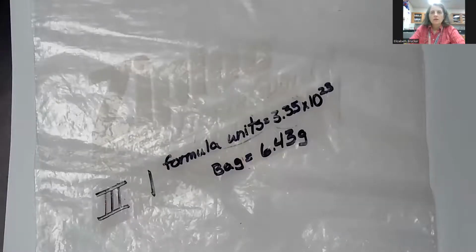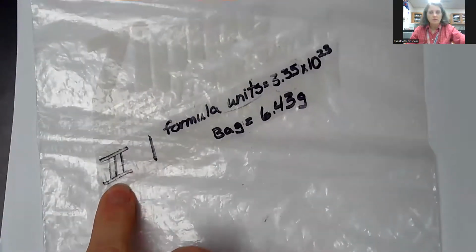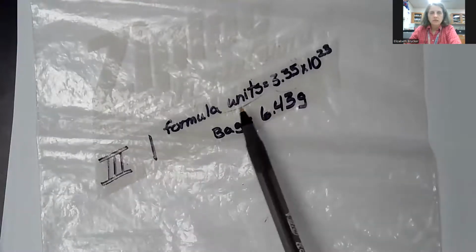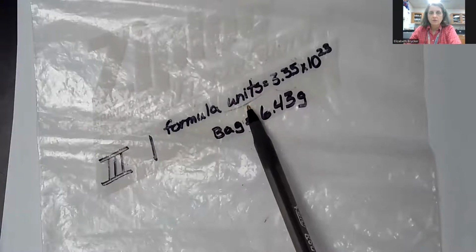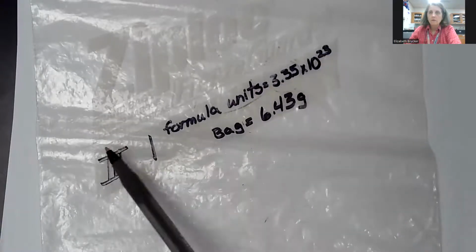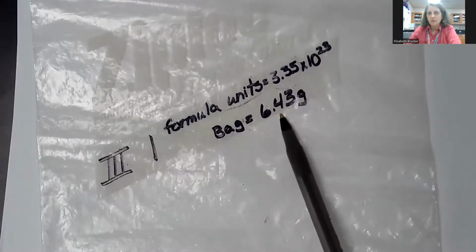So this video is going to go over part 3 of the mini mole lab. I'm going to go through exactly what kind of data you're going to take and how to do the calculation. I am using this bag. It has a Roman numeral 3, so that means it's part 3 of the mini mole. This is bag number 1, and what you're going to see differently on these bags is this is called a formula unit. It's going to be 3.35 times 10 to the 23rd if you have the black group that you're working with. The bag itself has a mass of 6.43 grams.